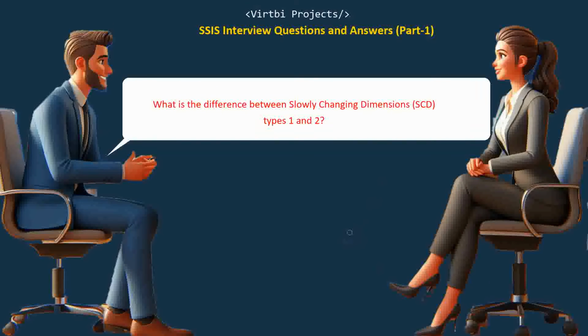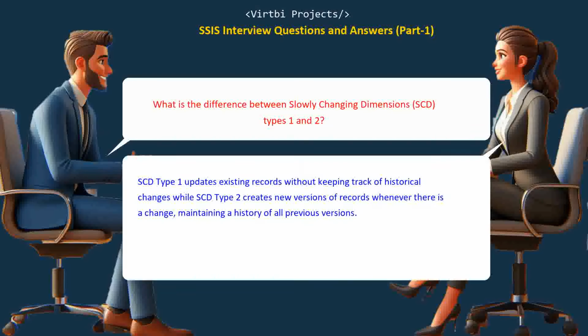What is the difference between slowly changing dimensions SCD types 1 and 2? SCD Type 1 updates existing records without keeping track of historical changes, while SCD Type 2 creates new versions of records whenever there is a change, maintaining a history of all previous versions.